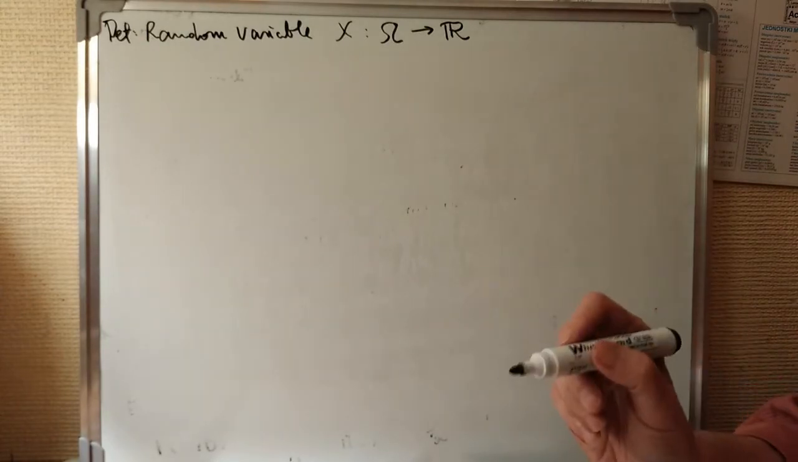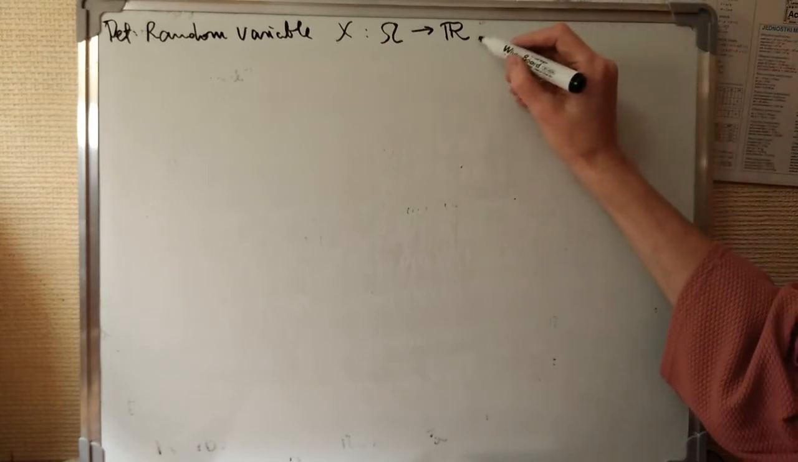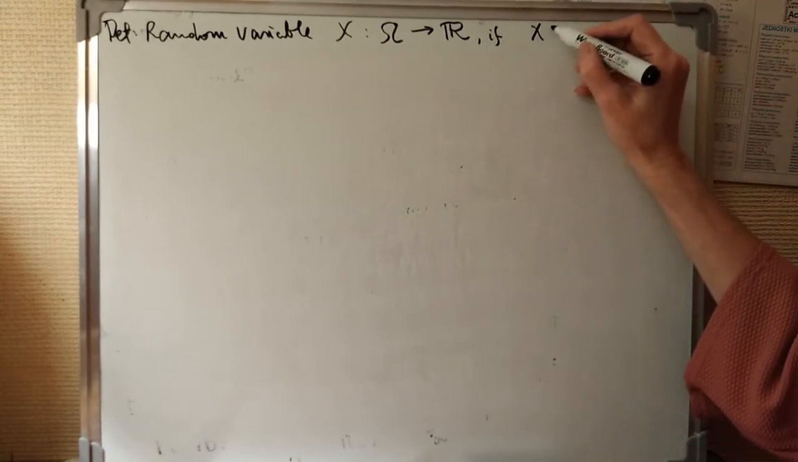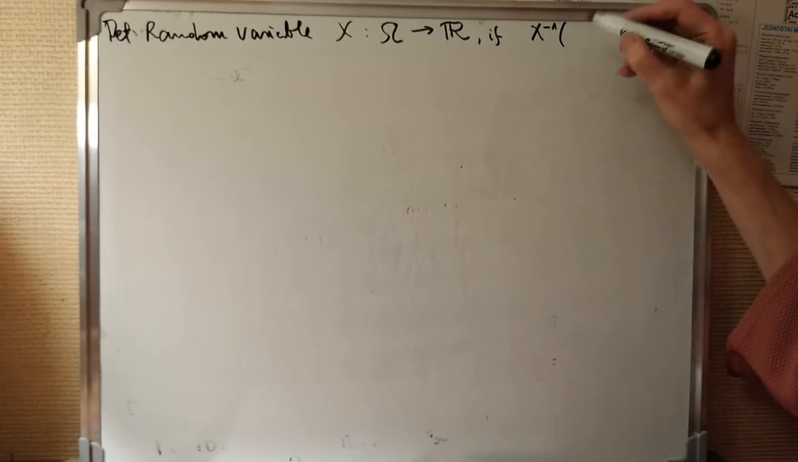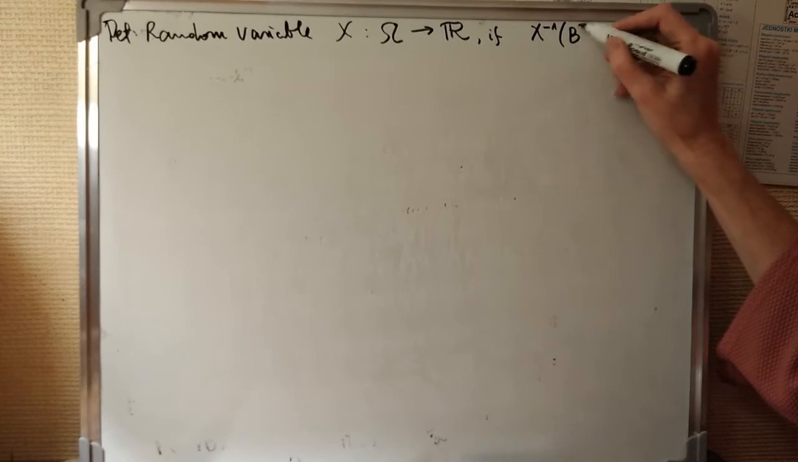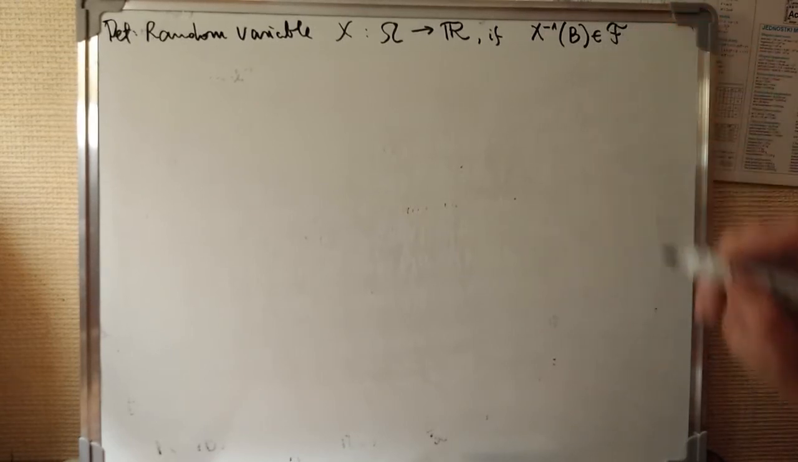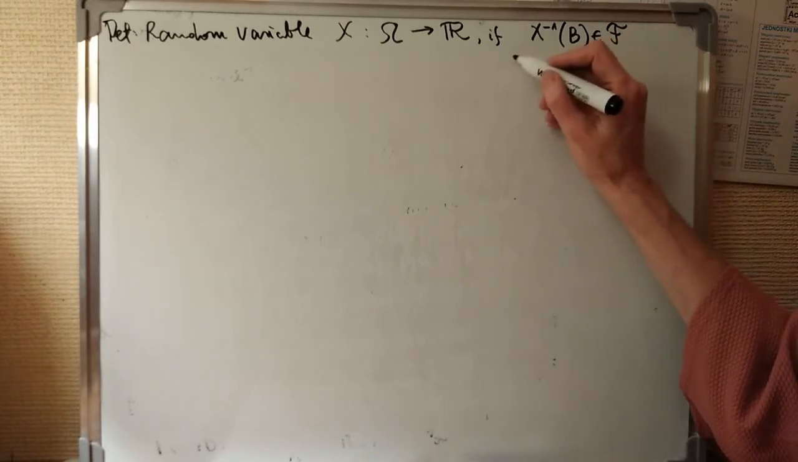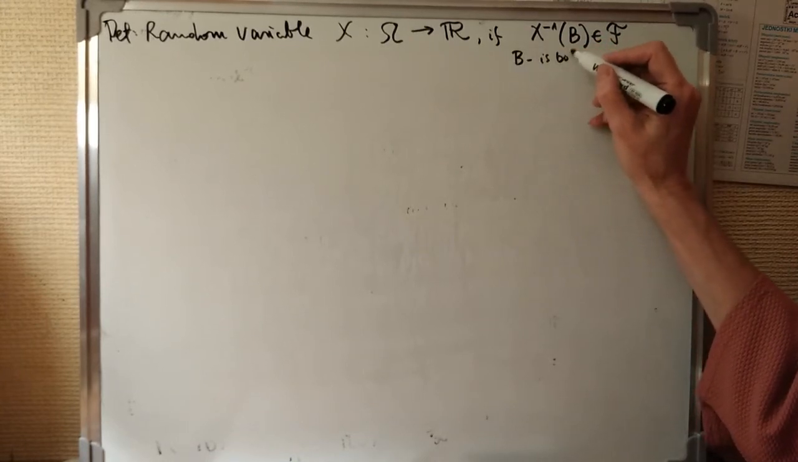So this is a function, but the condition that it must satisfy is the following. If the anti-image of some Borel set B belongs to F, the set of events. Okay, so B is a Borel set.